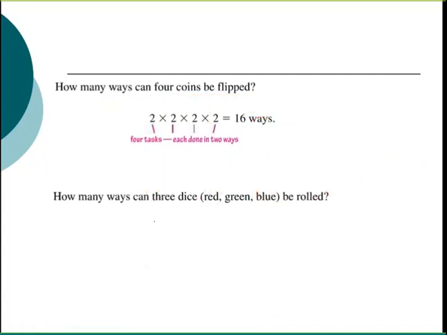Next problem says, how many ways can 3 dice, red, green, blue, it doesn't actually matter what color the dice are, how many ways can they be rolled? Well, there's 6 different ways for the first dice to be rolled, 6 different ways for the second dice to be rolled, and 6 different ways for the blue dice to be rolled. And that's because we have numbers 1 through 6. So if I just multiply 6 times 6 times 6, so 6 to the third power, you should get 216 different outcomes that we could have, different ways to roll these dice.